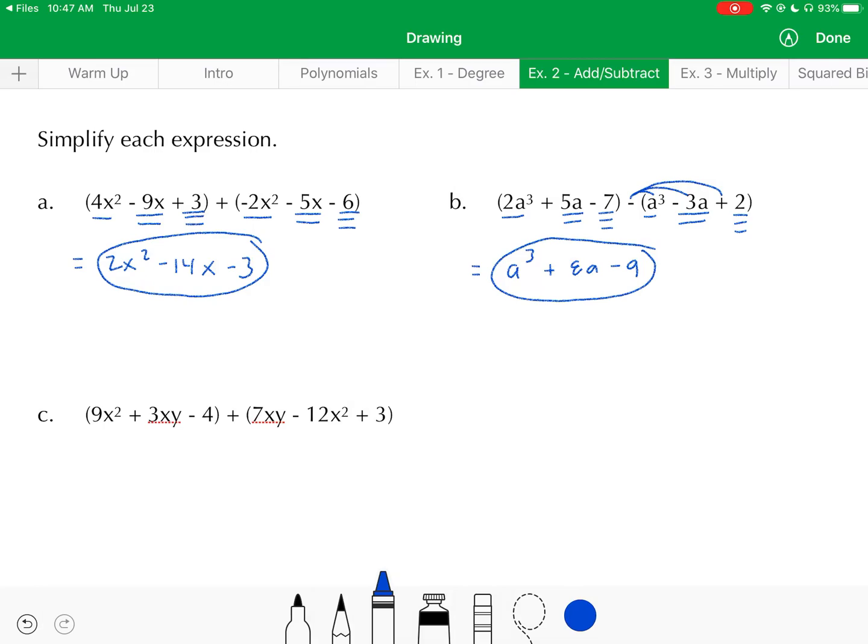And then one final example here, two trinomials being added together, their terms are kind of mixed up. 9x squared is a like term with negative 2x squared. Those will add to give us 7x squared. 3xy is a like term with 7xy. Those will add to give us 10xy. And then negative 4 is, of course, a like term with 3. Those will add to give us negative 1.